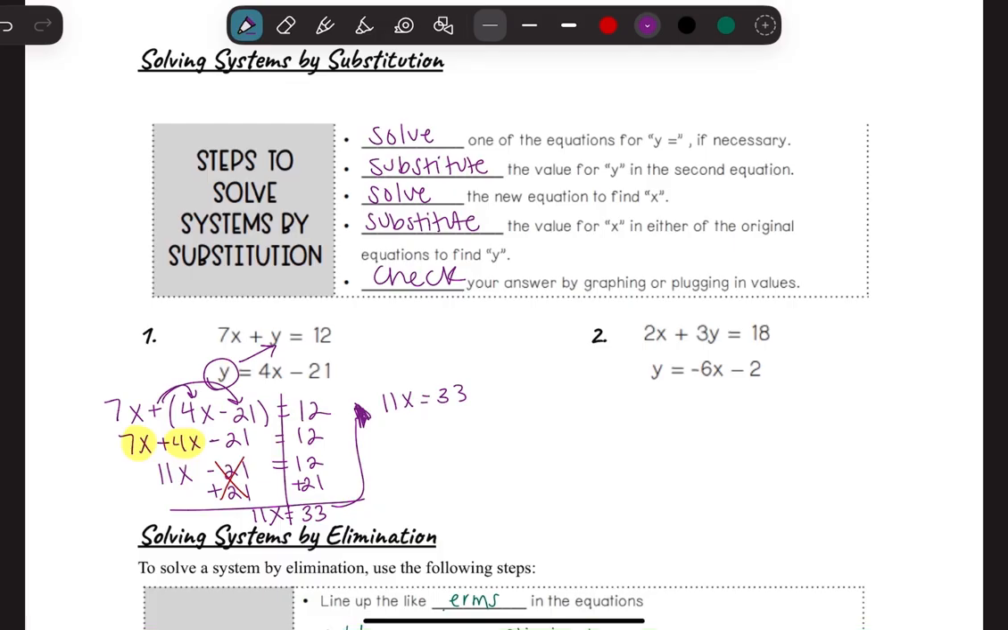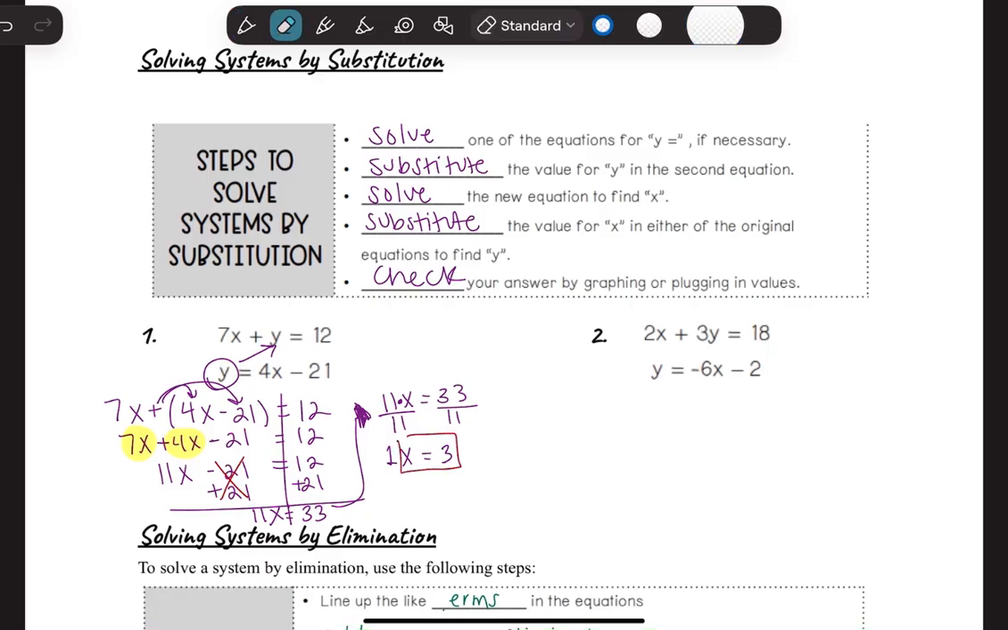Now I'm still solving for x. Right now, x is married to 11. 11x means 11 times x. So in order for me to divorce them, I have to divide by 11. 11 divided by 11 is just 1. So I just have 1x. 33 divided by 11 is 3. So that means x equals 3.